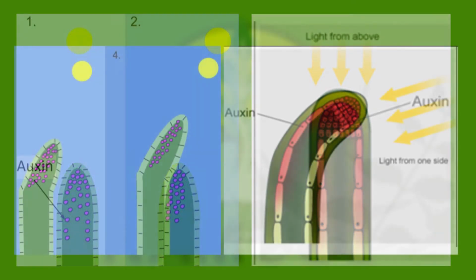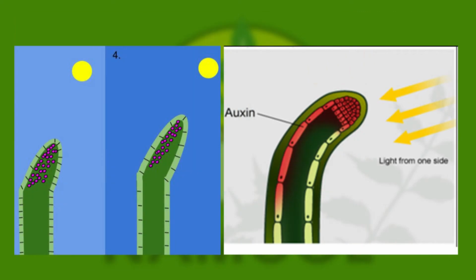However, if light is shining from one side only, auxin collects on the shaded or shady side, the side furthest away from the light, as shown in the graphic. This causes differential growth, and the lopsided elongation produces a bent curvature in the plant stem.